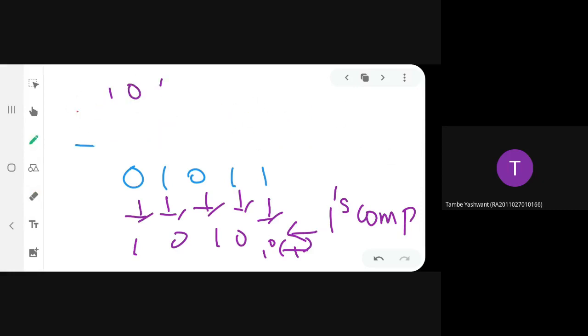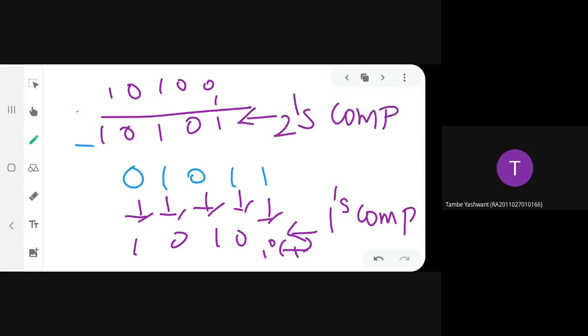10100, to which I am adding 1. So what is the answer? 110011001. So this is what is called my two's complement. Okay, all of you grasp this concept? What is the difference between one's complement and two's complement?